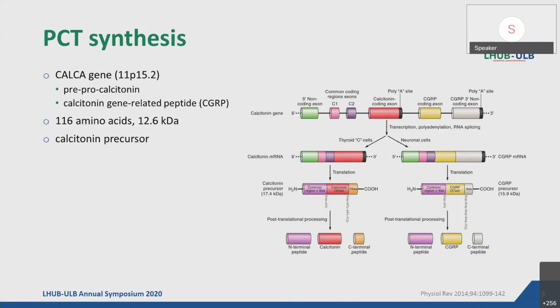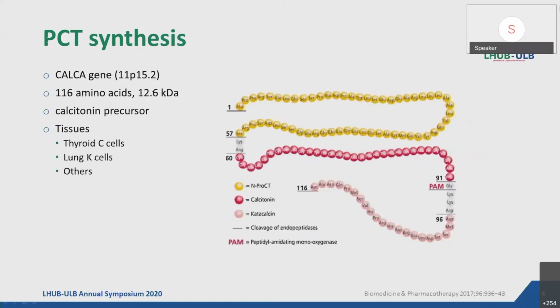So procalcitonin is a single polypeptide of 116 amino acids. It's quite a small protein. And although it's the precursor for calcitonin, it doesn't exert any effect on the calcium metabolism. So different tissues may produce the peptide, but it's mainly in the thyroid C cells that significant synthesis is observed, and to a second extent in lung K cells too.